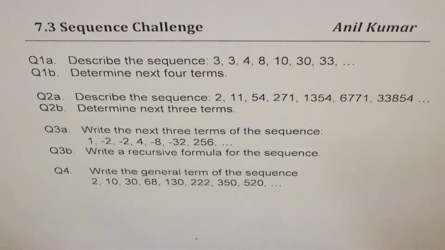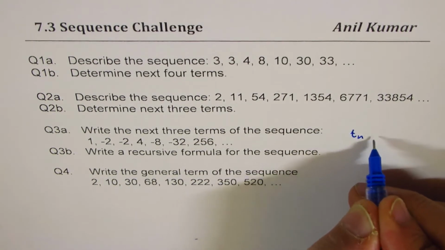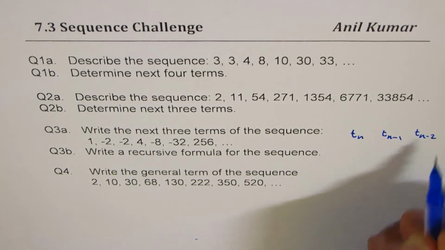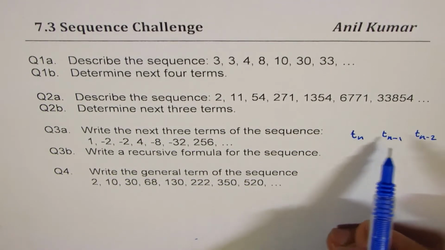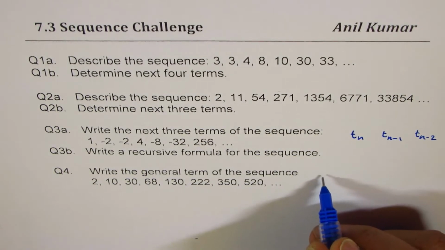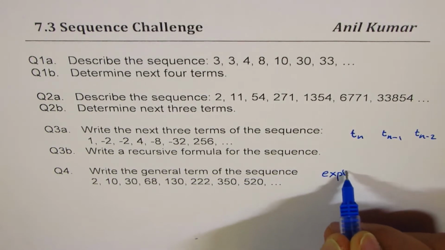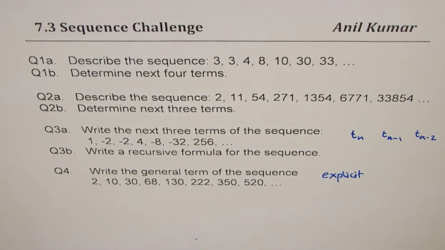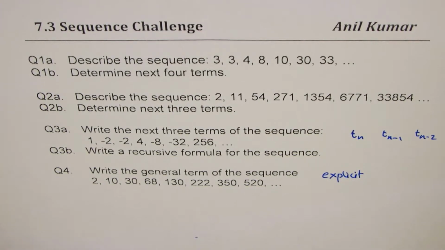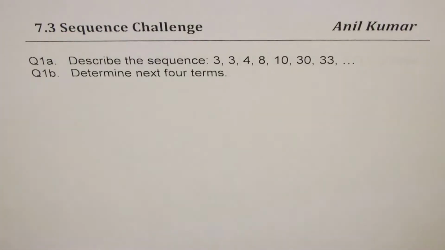You have to write next terms. You have to write recursive formula. Now when I say recursive formula, that means you have to write Tn in terms of Tn minus 1, maybe in terms of Tn minus 2. Perfect. So that becomes a recursive formula. And general term is like an explicit formula. Is it okay? So you have to write explicit formula in this particular case. So that's the question for you. Now let's try to solve them one by one. We'll look into these sequences and understand the concept.